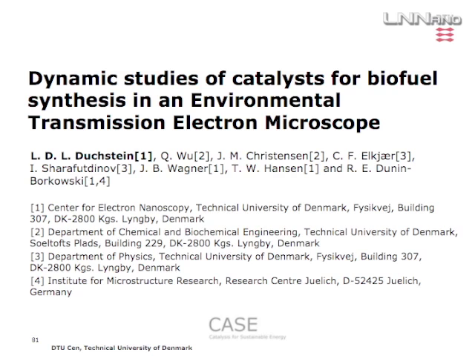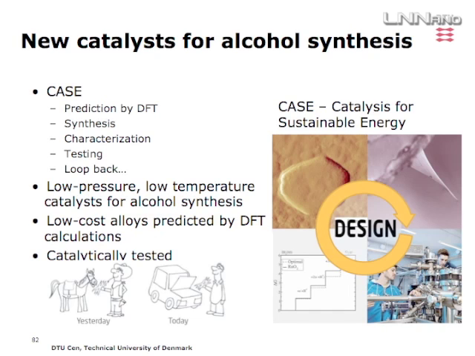The next study is part of a bigger project called the CASE project, which is catalysis for sustainable energy. It's a way of next generation energy. We have our design wheel, where we predict a catalyst which is good for a given reaction by density functional theory. We synthesize it, we characterize it, and we test it, and then we loop back. So the input from the various steps goes back into the loop, and we can hopefully modify our catalyst and get something even better.